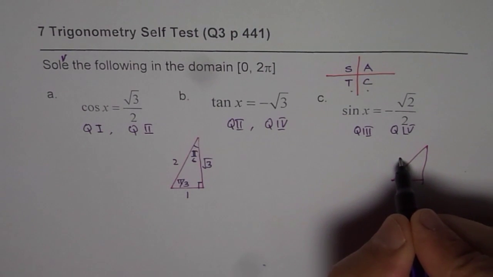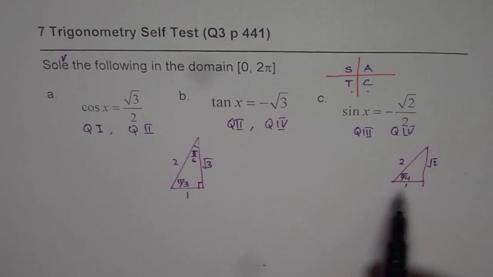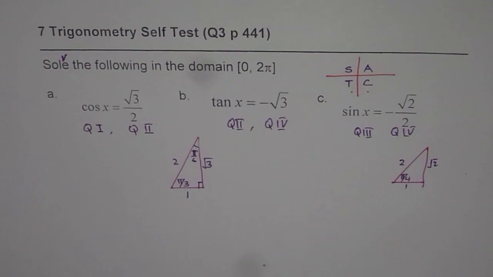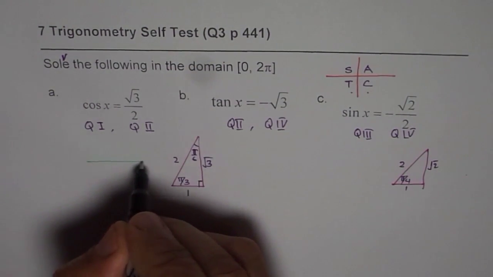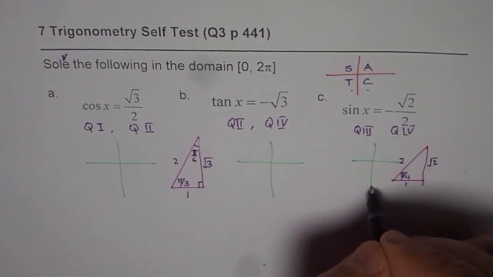So whenever you're going for the test, the first thing in trigonometry you should do is draw your triangles so that you can easily answer most of the questions, correct? Now here, let us write down the answers. So these are the coordinate planes in which we are looking for the solutions.